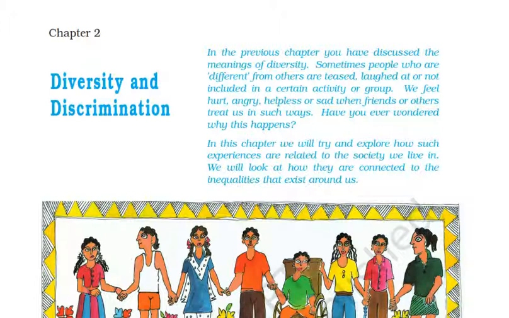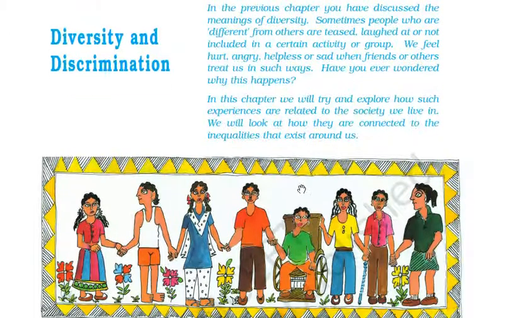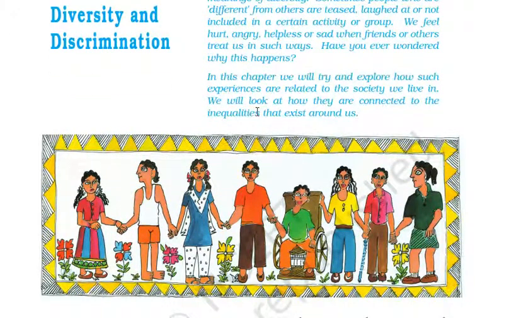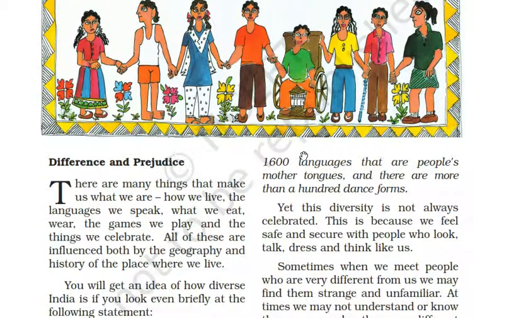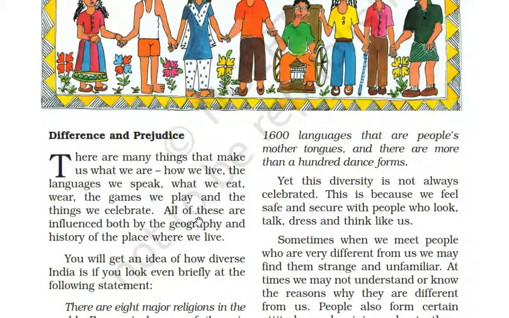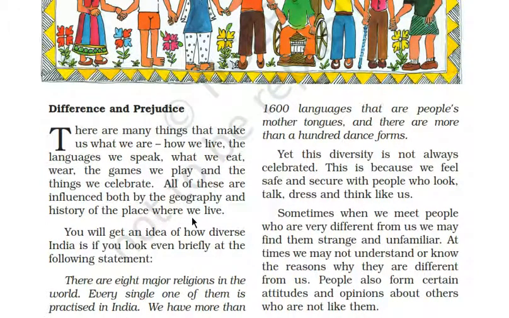In this chapter, we will try and explore how such experiences are related to the society we live in. We will look at how they are connected to the inequalities that exist around us. So, difference and prejudice. There are many things that make us what we are, how we live: the languages we speak, what we eat, and the games we play and the things we celebrate. All of these are influenced both by the geography and history of the place where we live.